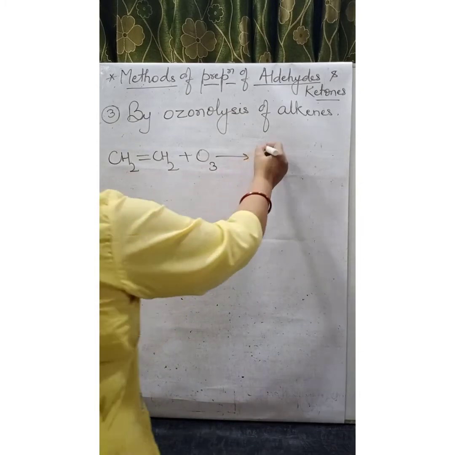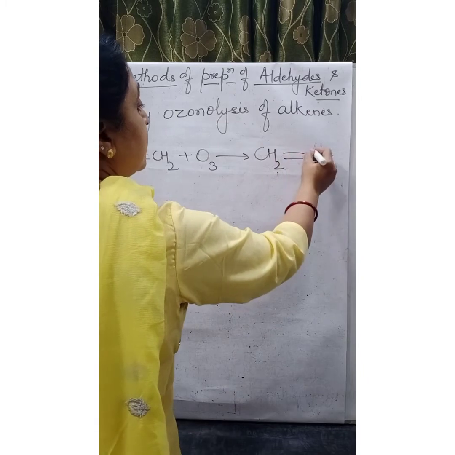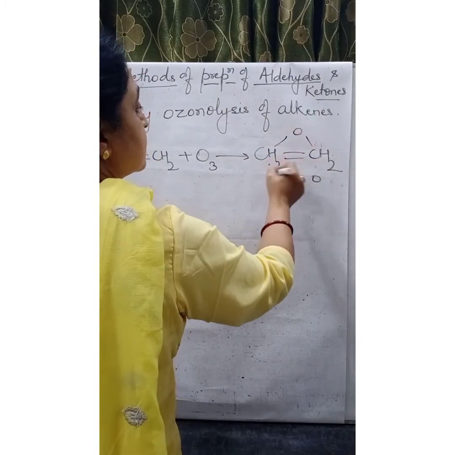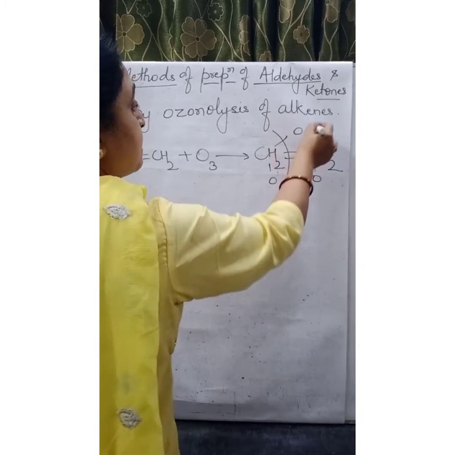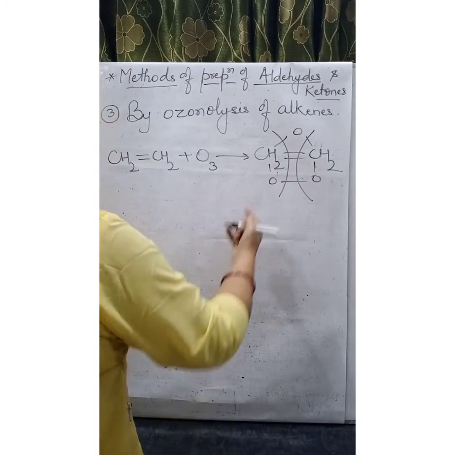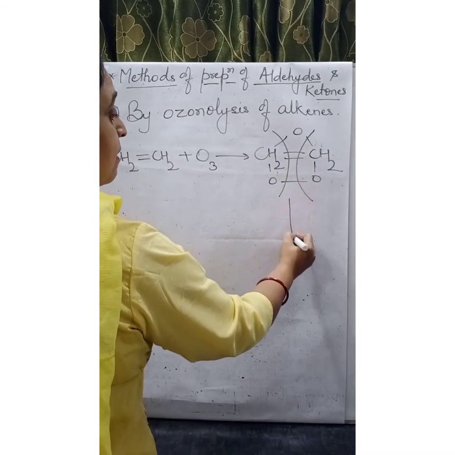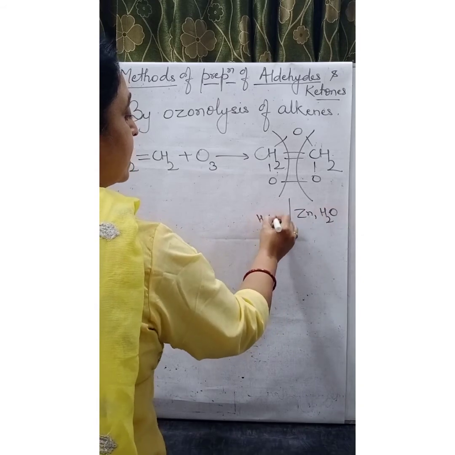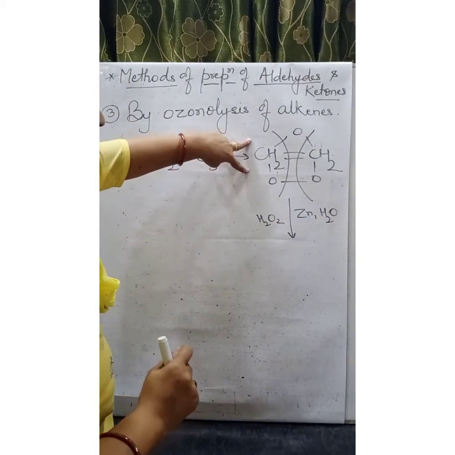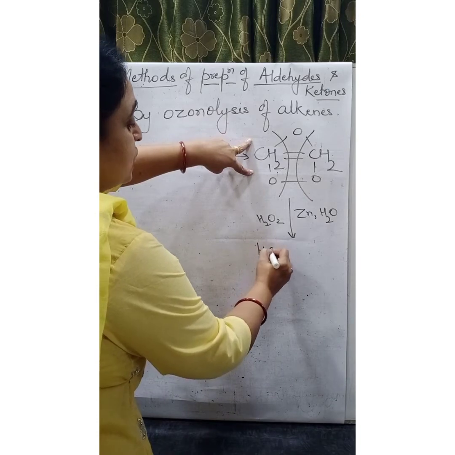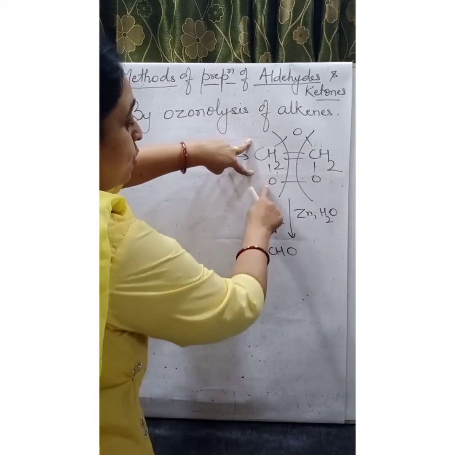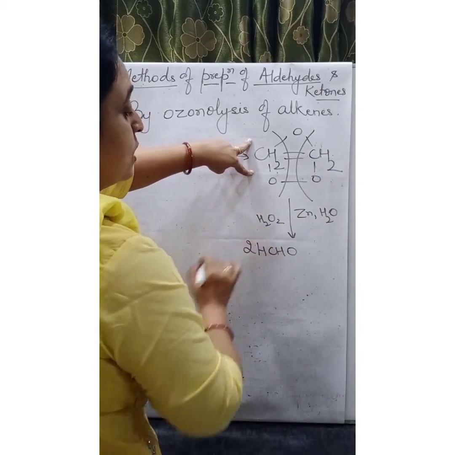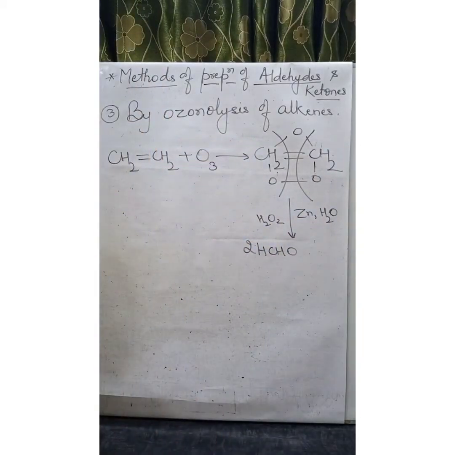Now let us see. Ozone gets added on both sides of the double bond. Just try to make a pentagon like this and cut this pentagon into two equal parts. So this is an intermediate basically which undergoes hydrolysis in presence of zinc, water and H2O2. So see on this side of the pentagon what is there? HCHO. CH2O can be written as HCHO. This side also CH2O, that means two molecules of formaldehyde are being formed.